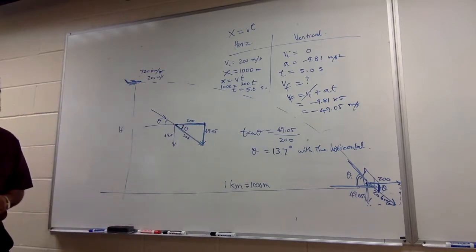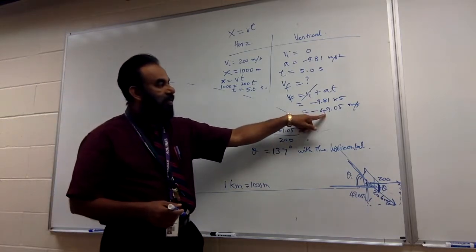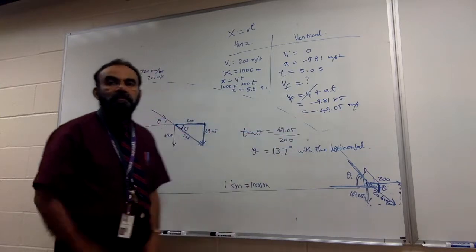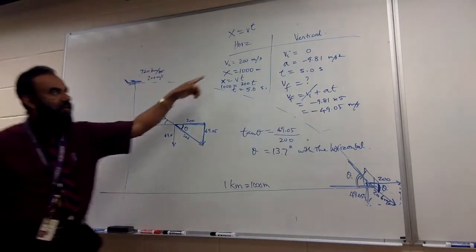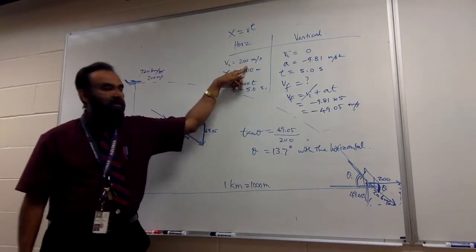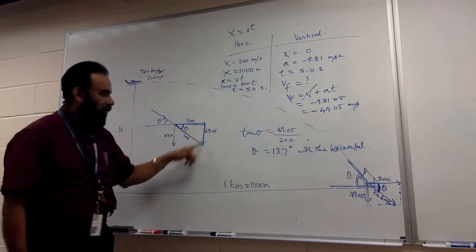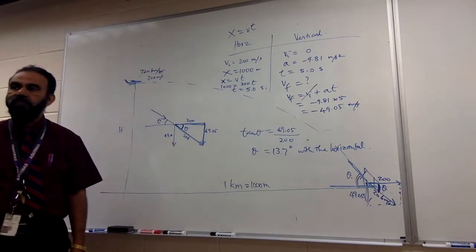And where did you get the 49 again? Here. We found the final vertical velocity. So when it is hitting the ground, the final horizontal velocity stays the same, and the final vertical velocity we just found out. And so we mark this 49. Any other questions?